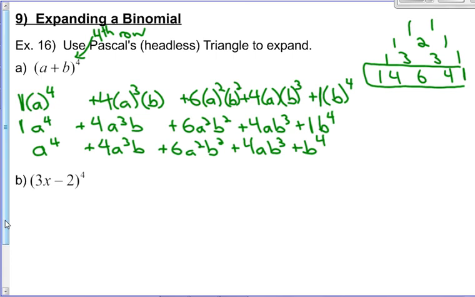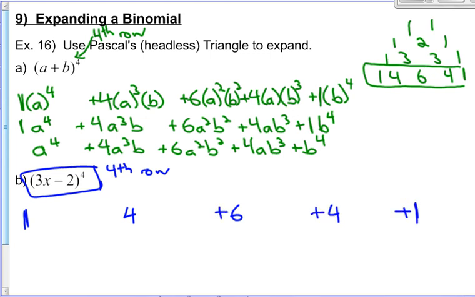It's going to be the same process if we have 3x minus 2 to the 4. We're going to go to the fourth row. Okay. And I'm going to write down those coefficients in the fourth row. And it does take a little bit of space.